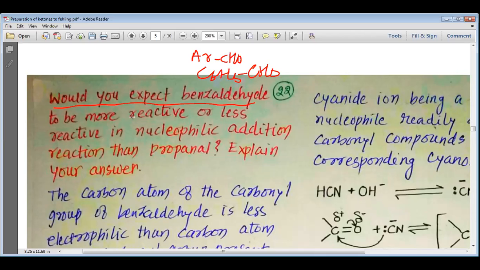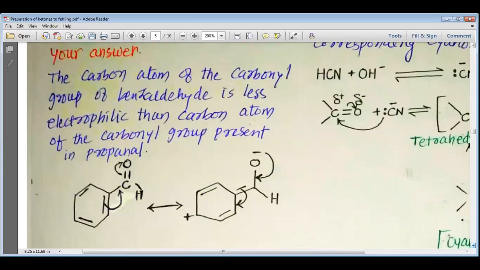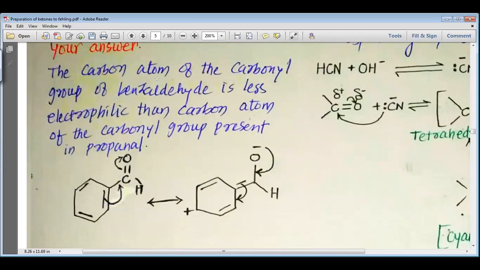So would you expect benzaldehyde to be more reactive or less reactive in nucleophilic addition reaction than propanol? And we need to explain our answers. So let's have a look at this. The carbon atom of the carbonyl group in benzaldehyde is less electrophilic than the carbon atom in the carbonyl group present in the propanol.